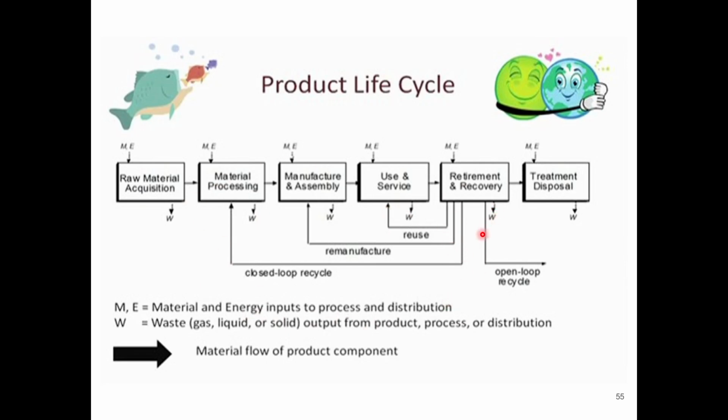So these are some of the aspects which can be done in the product life cycle. And similarly, if in retirement and recovery we are going directly, not going to treatment and disposal, and instead going to some other steps, that means we are going for open loop recycling. Okay. So these are some of the methods which can be used for improving the life cycle of a product.